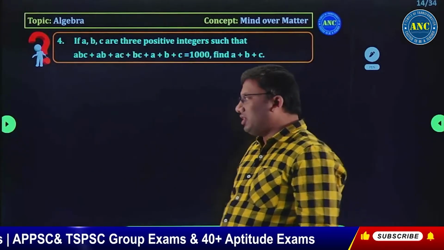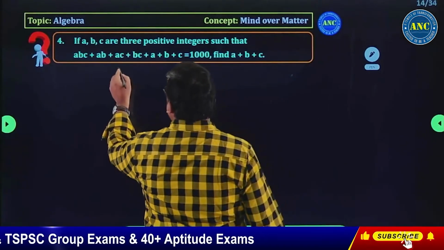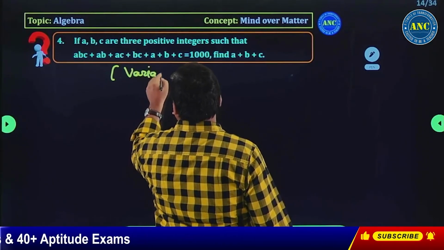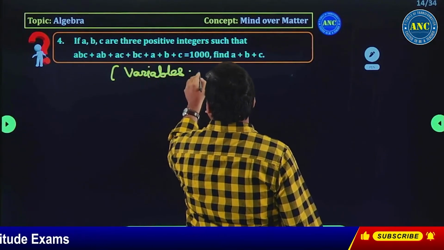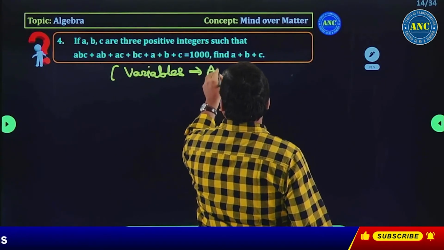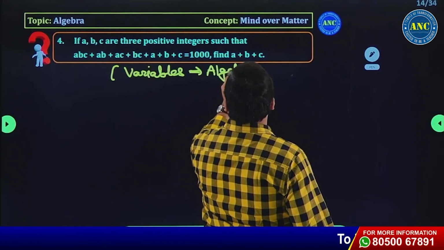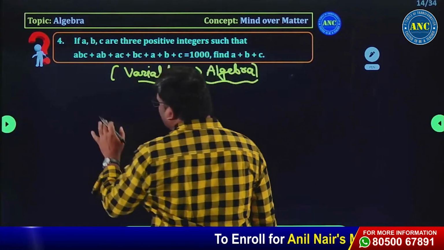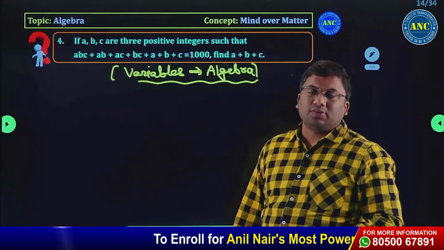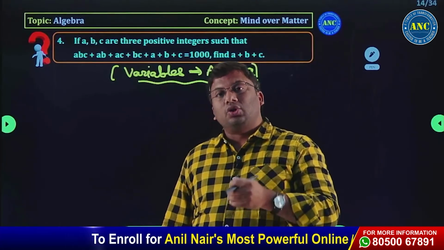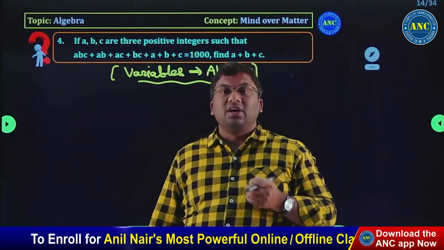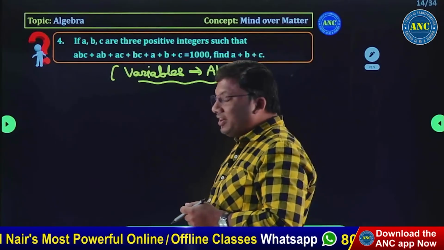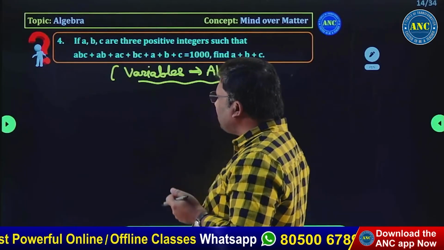Next, this is a question based on algebra, variable based questions. This question also I eliminated answer options because I wanted to give you a 360 degrees perspective of what you should do if answer options are present, and what you should do if answer options are not there.